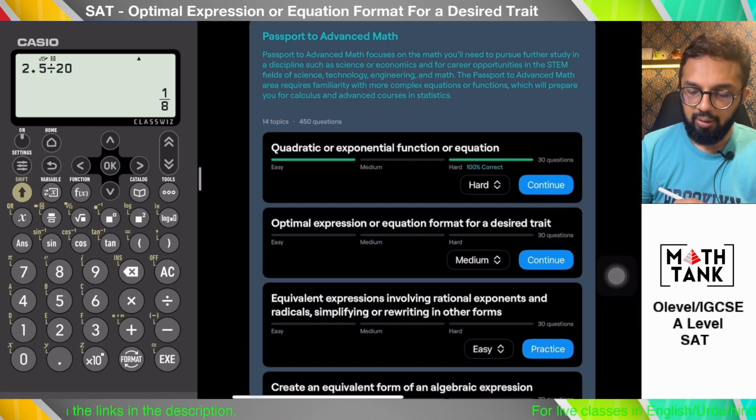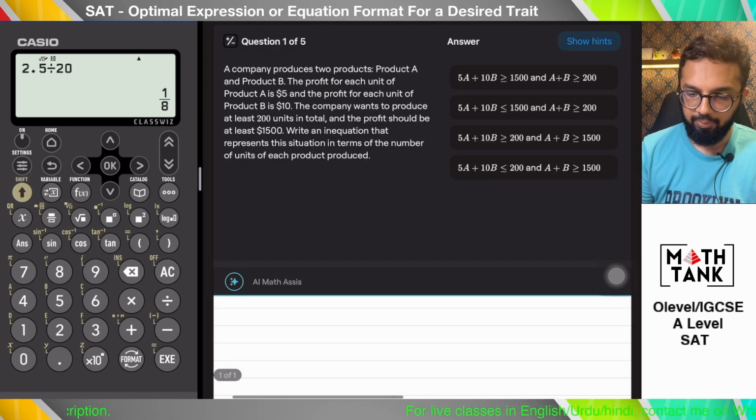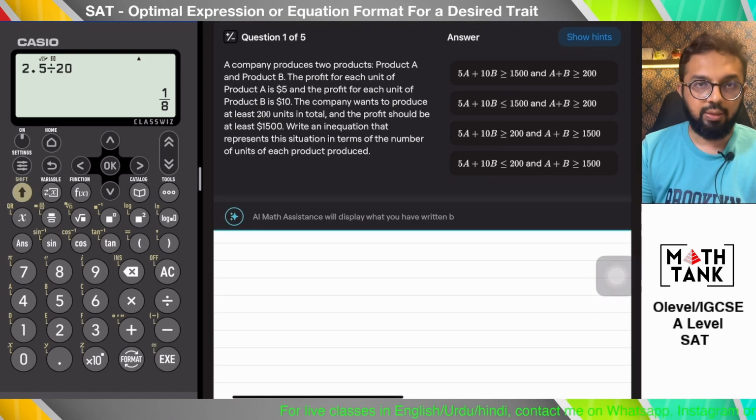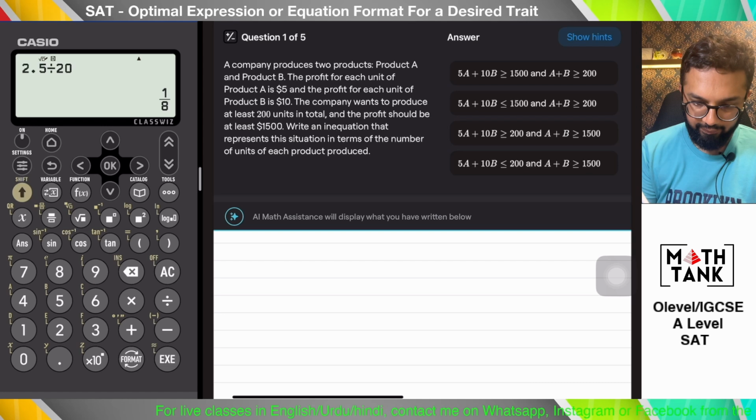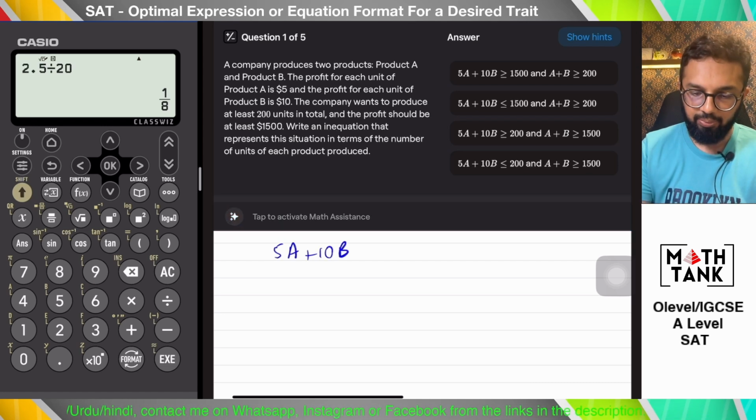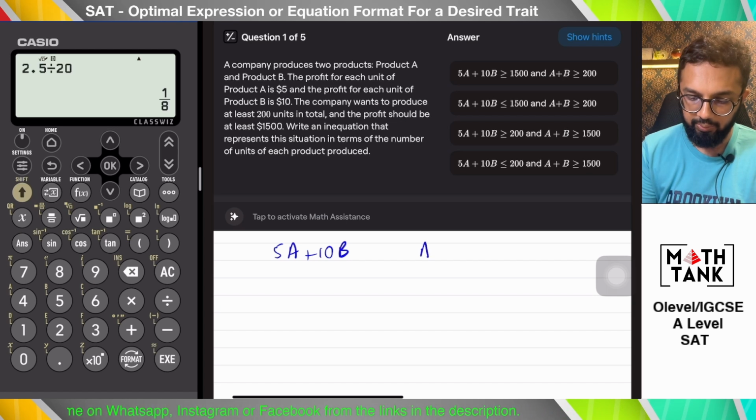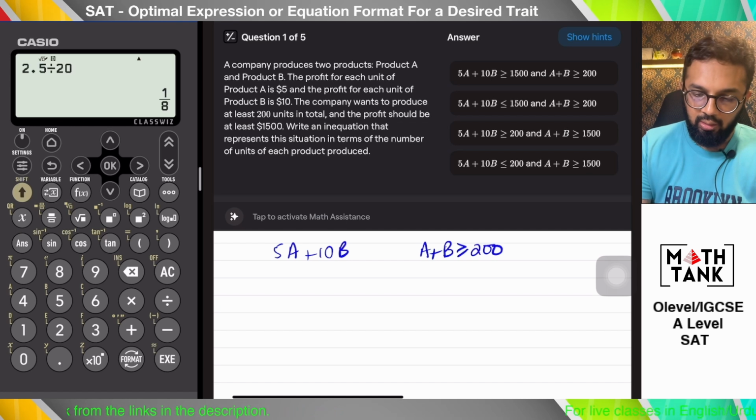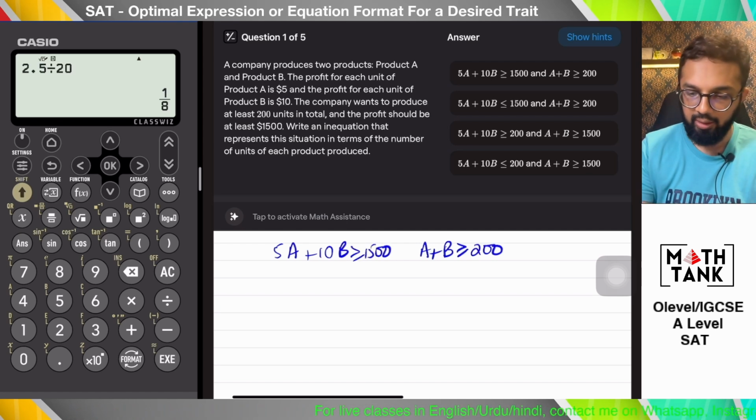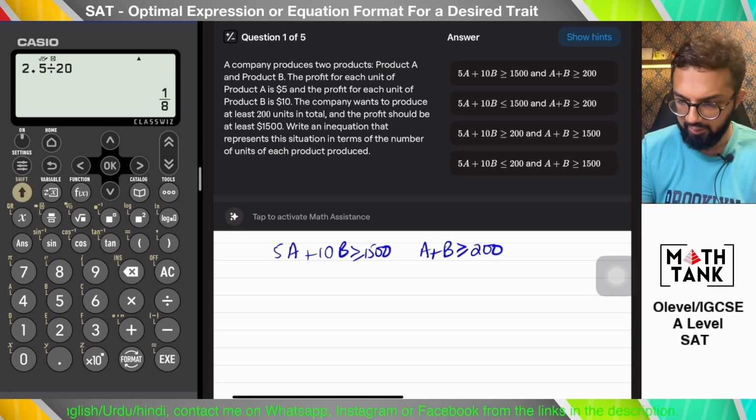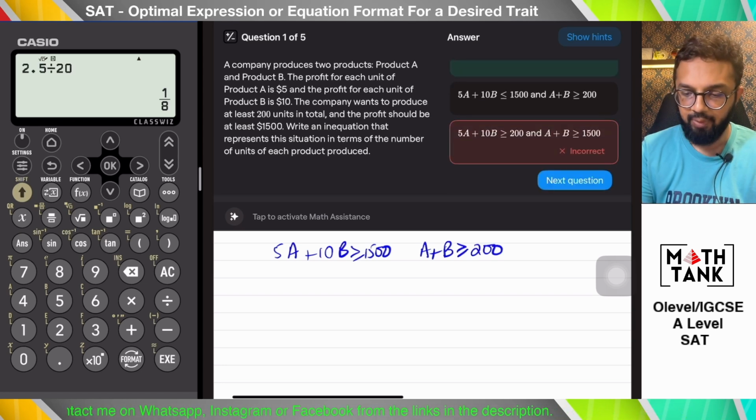Let's see if we have more medium level questions. I think we should have them. Yep, we do. A company produces two products, A and B. The profit for each unit is 5A and 10B. The company wants to produce at least 200 units in total. So A plus B should be at least 200. And the profit should be at least 1500. Which inequality represents the situation in terms of the numbers? I think it matches C.